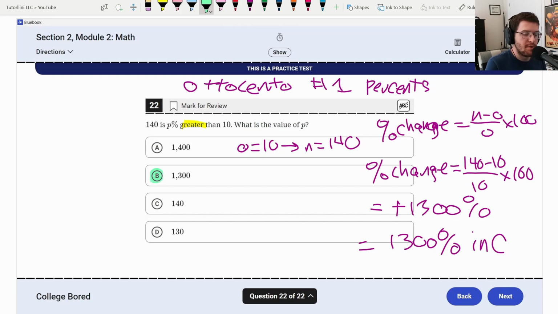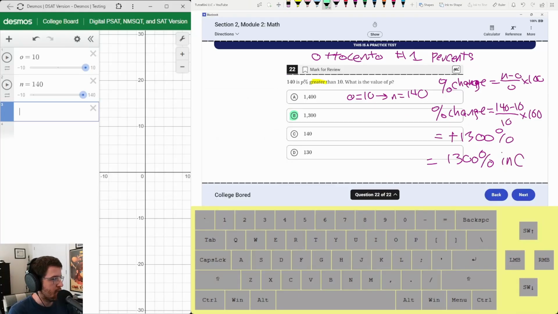This is really nice if you type it in Desmos. Let me show you that. Okay, so I typed in little o equals 10 for old, little n equals 140 for new, n minus o over o times 100. And we once again get a positive 1300% change.